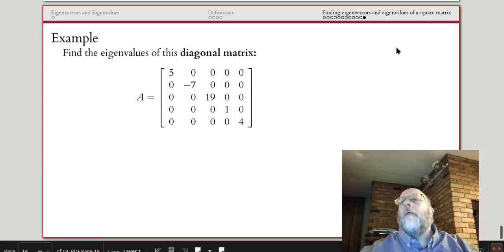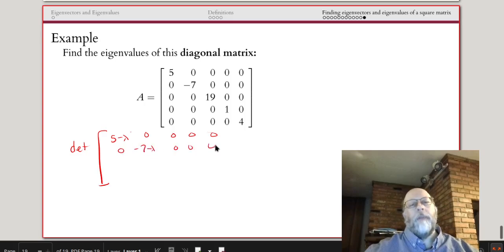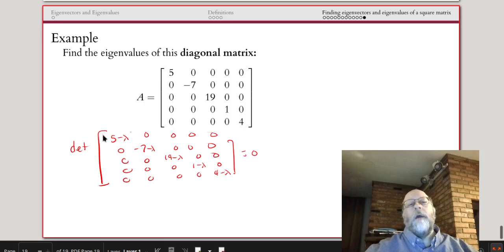All right. Last problem, and this is going to segue into what we're looking at in the next video. We want to find the eigenvalues for a matrix that's in echelon form. Well, the eigenvalues, again, we want the determinant of this matrix. The matrix we get when we subtract lambda from the diagonal: 5 minus lambda, negative 7 minus lambda, 19 minus lambda, 1 minus lambda, and 4 minus lambda. We want that determinant to be 0, but in echelon form, we can just multiply this down the diagonal.